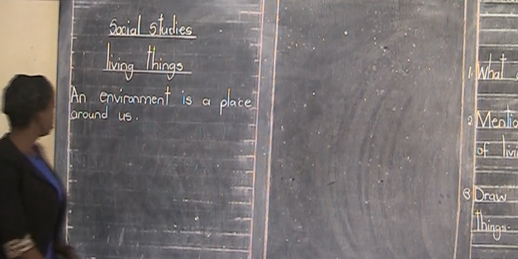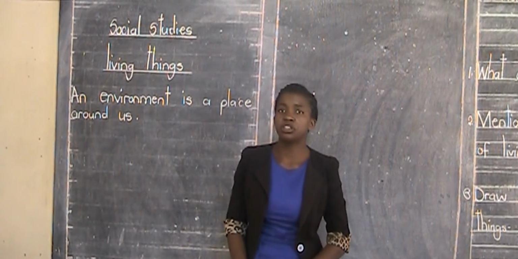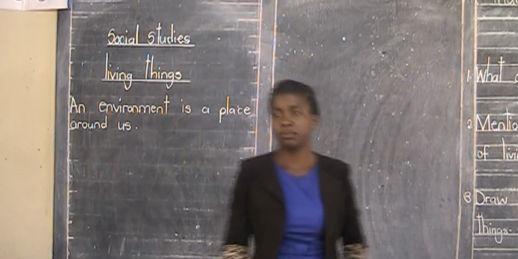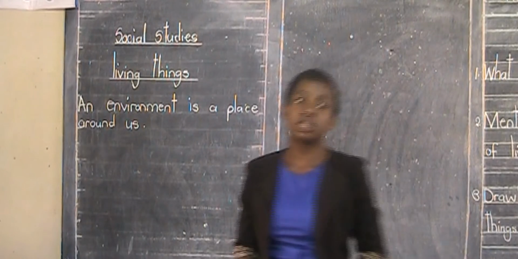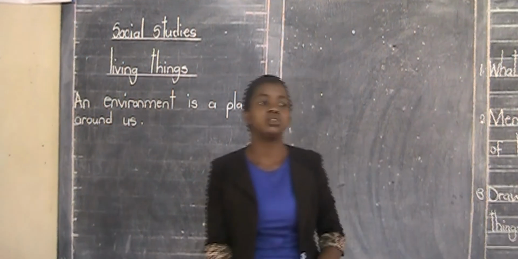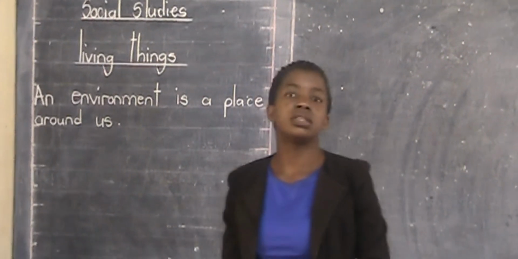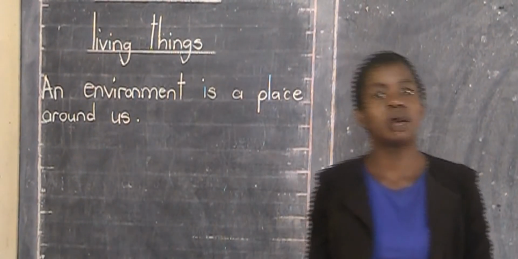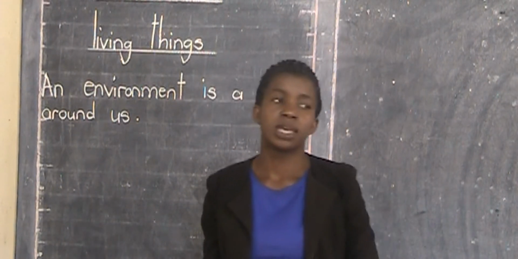So now, since we've identified what an environment is, we are now going to look at what living things are. What are living things? For you to actually know what living things are, you're supposed to say, what is it that they do? What do living things do? When you know what living things do, you can easily put up a definition of living things. So what are living things? Anyone? Yes, in the corner.